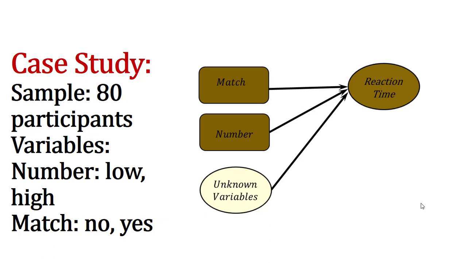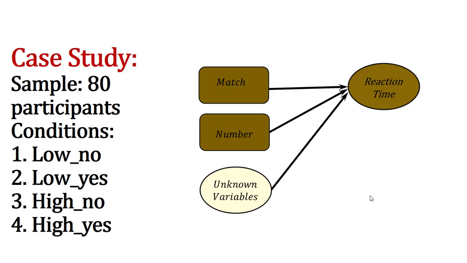Because color didn't affect, all the images on the learning phase were color images, and then some of them matched, so they have the same color in the recognition phase, and others were black and white, so no match. Okay, and the causal model identifies that there are other variables that may affect not just number and match, and these are variables that we don't know.